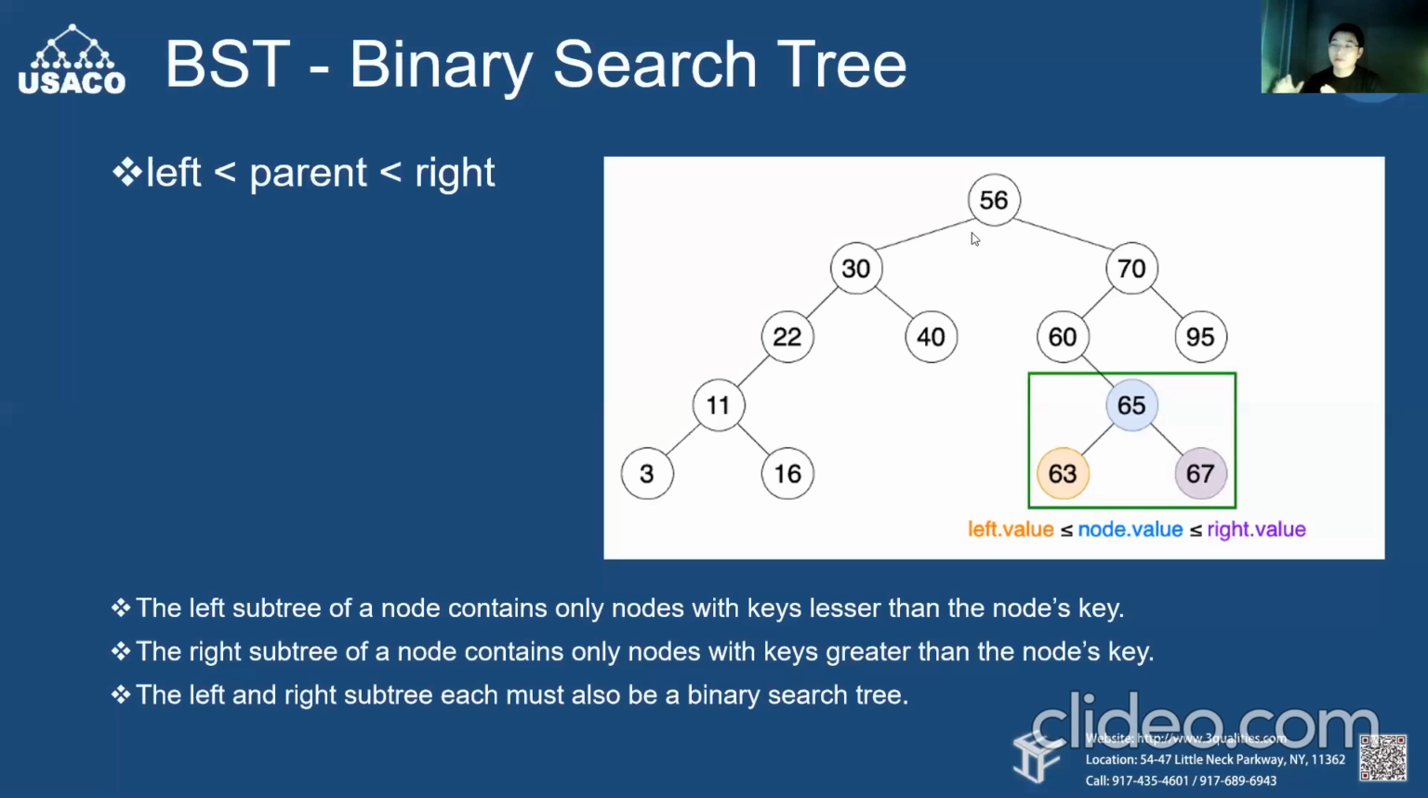Okay, the right part is always bigger than the middle one. And look at three statements here. The left subtree of a node contains only nodes with keys less than the node's value. The right subtree of a node contains only nodes with a key greater than the node's key. The left and right subtree each must also be a BST.